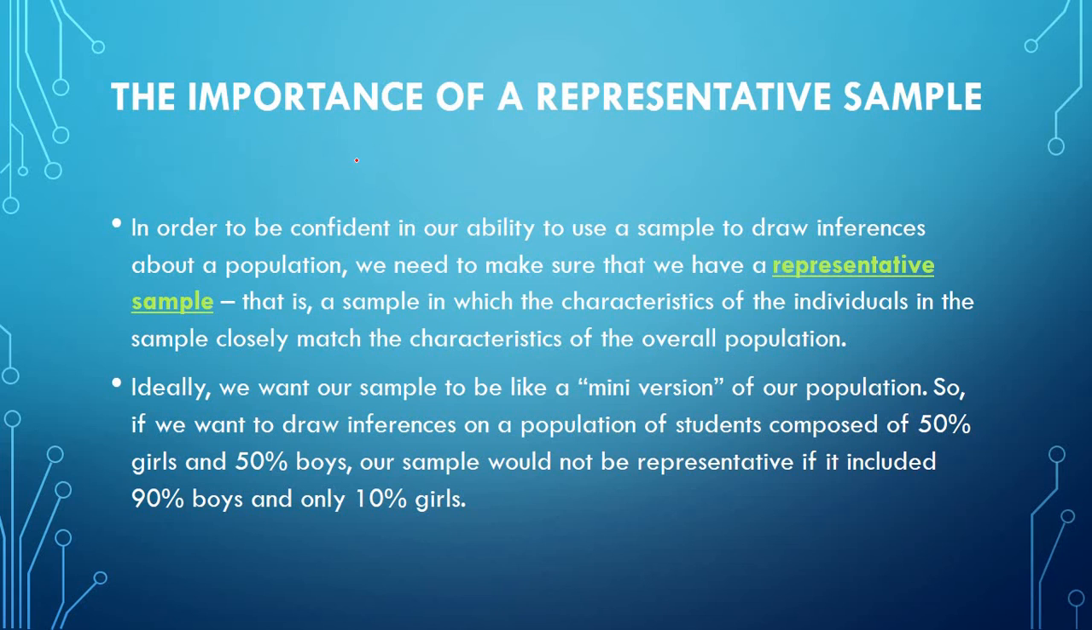The representative sample is very important during inferential statistics. When you are drawing samples, they should be identical. Ideally we want the sample to be like a mini version of the population. So if you want to draw inference on a population of students composed of 50% girls and 50% boys, your sample would not be representative if it included 90% boys. You can easily understand this when you read this line.